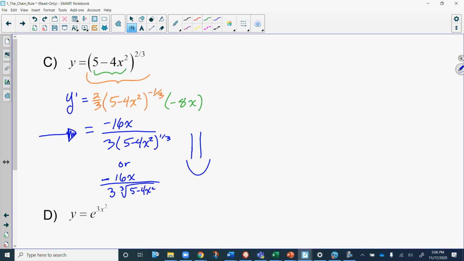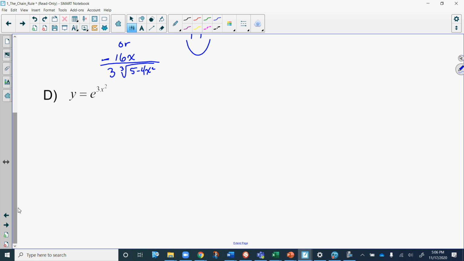So the negative 8x gets multiplied to the 2 in the numerator, giving me my negative 16x in the numerator. And I'm going to go ahead and just move the negative exponent to the denominator, and that's why I have a denominator of 3 times (5 minus 4x squared) quantity 1/3, raised to the 1/3 power.